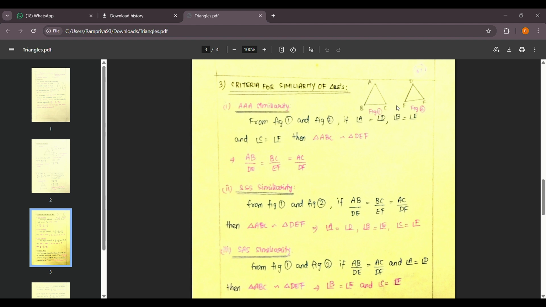And after proving this, you can say that the corresponding ratios are proportional, which is AB by DE equal to BC by EF, and that is also equal to AC by DF.